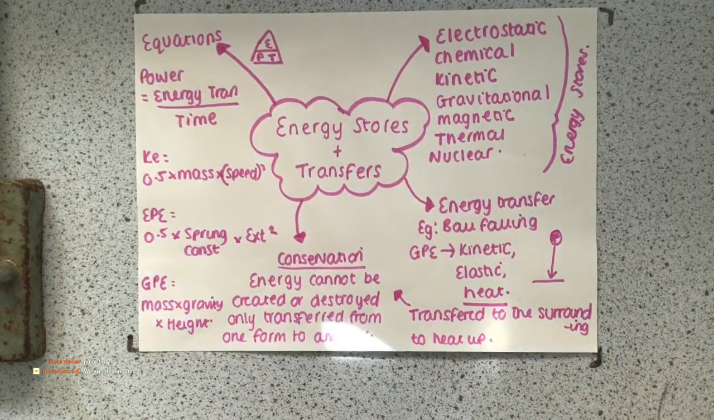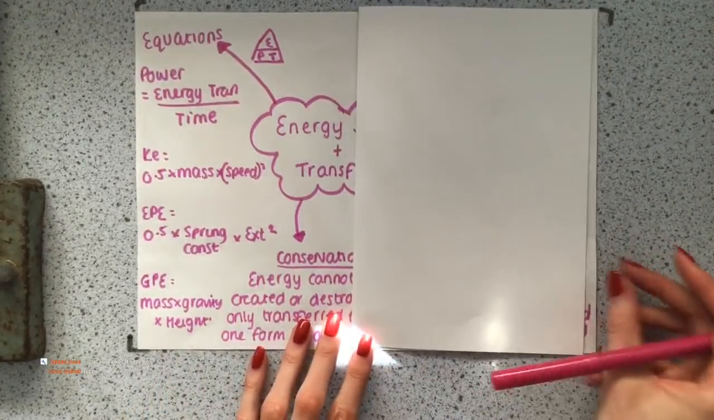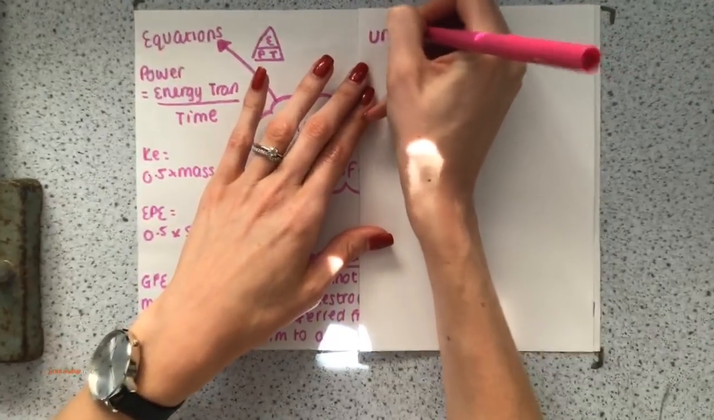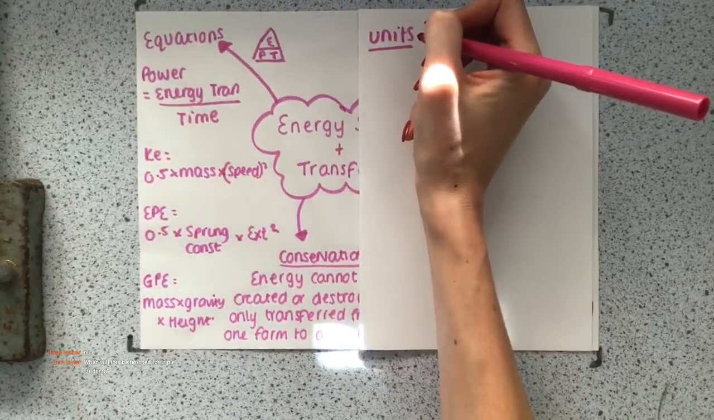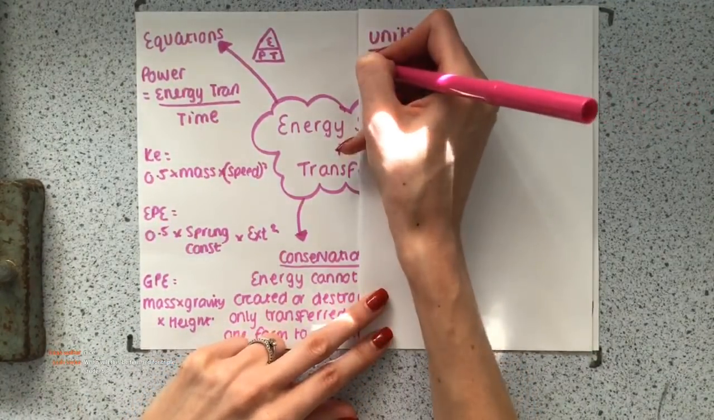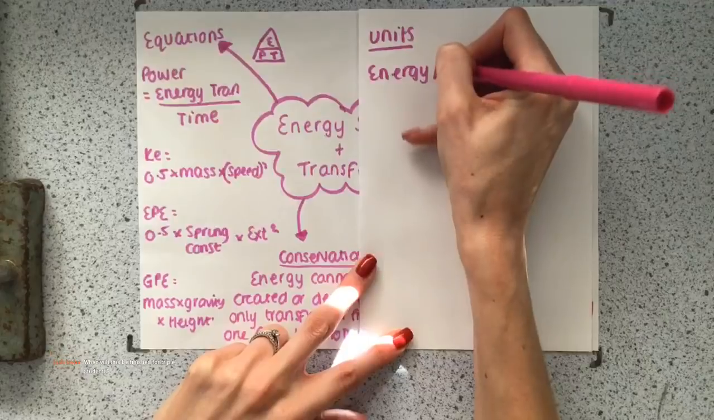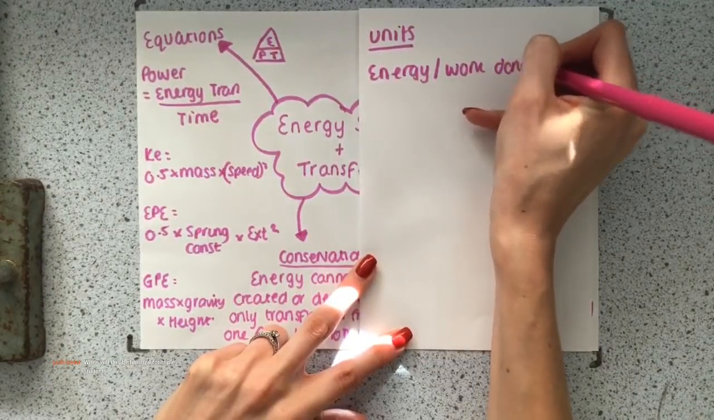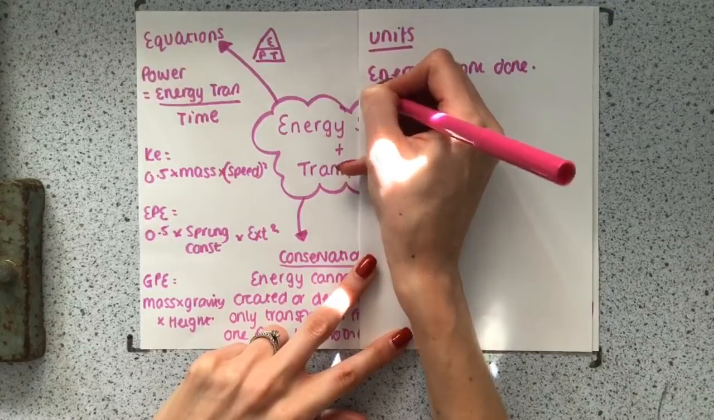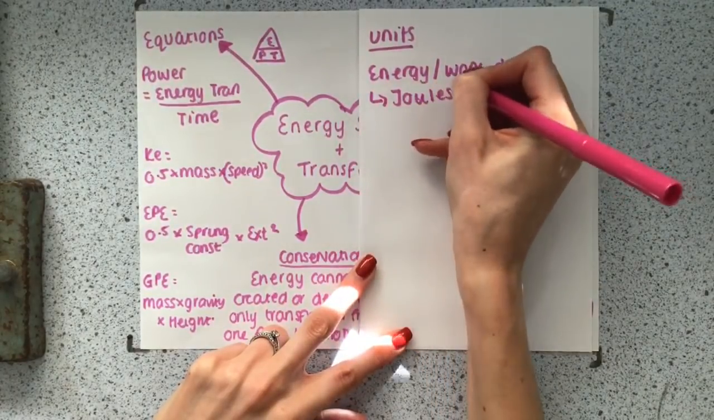Now I'll do it on a different piece of paper. While we're looking at equations, we'll look at what the units are for each one of these. It's really important that you learn the units for your equations because you do get asked to put them on the end of your answers sometimes. So the units for energy, which can also sometimes be referred to as work done, so be really careful in the question, is measured in joules, represented with a J.